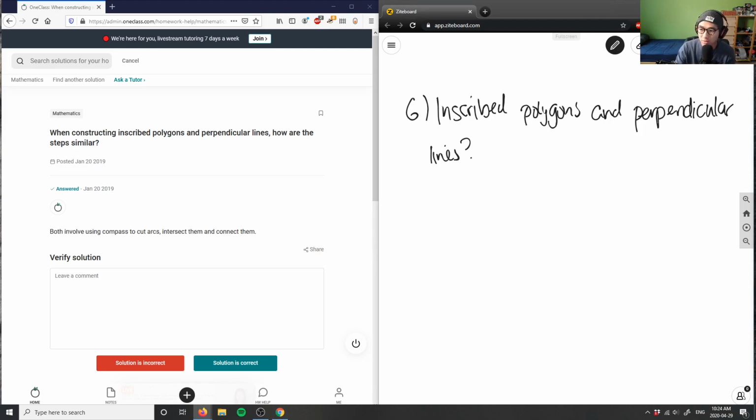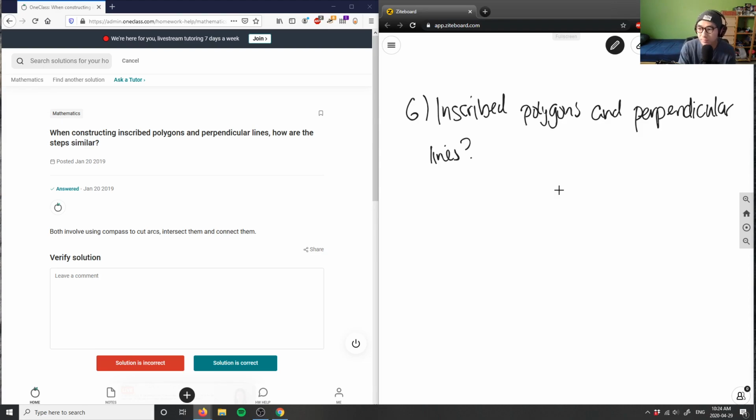So it says here the answer, a very vague answer. It says both involve using a compass to cut arcs, intersect them, and connect them. So this here is kind of right.